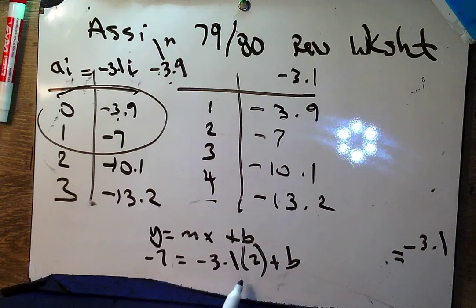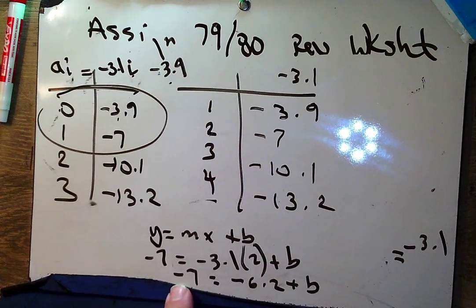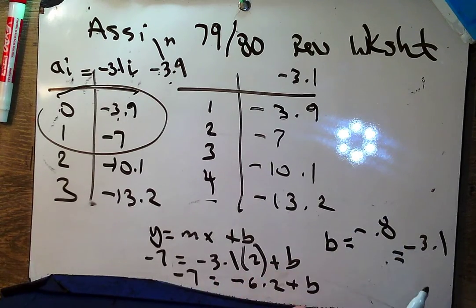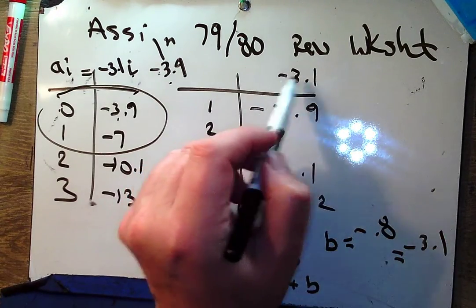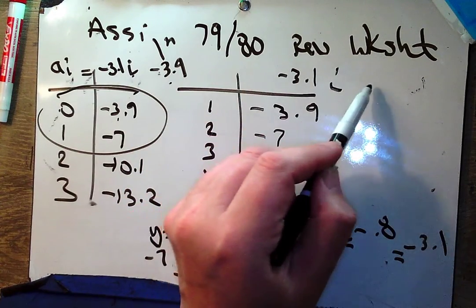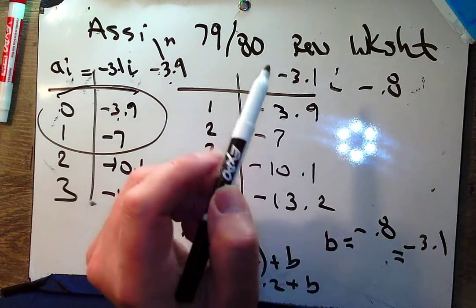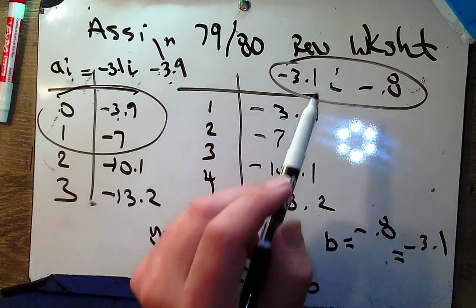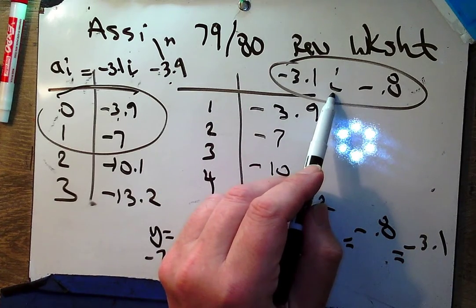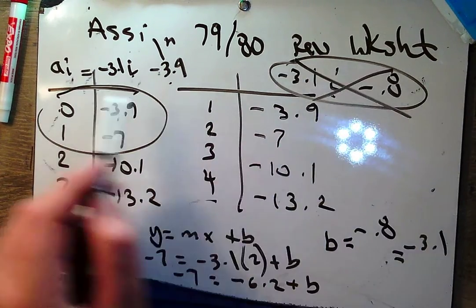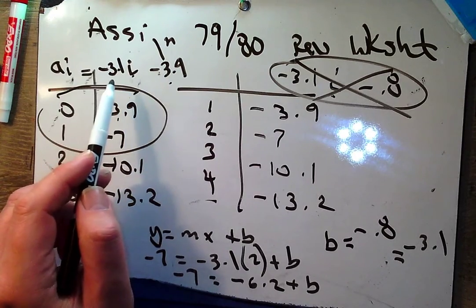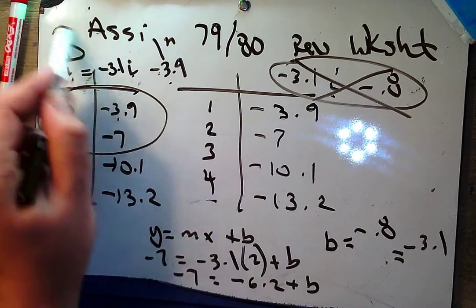And so that's going to be negative 6.2 plus b equals negative 7. So if I add 6.2 to both sides, I get that b equals negative 0.8. And so this is going to be minus 3.1 I minus 0.8. Okay, so that would have to be the case. No, it's not there at all. Oh, but this one is there. Oh, that's perfect. So this is choice D.